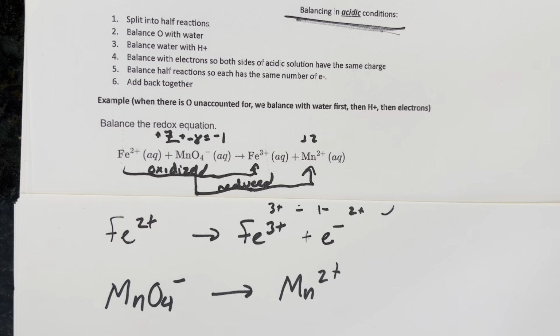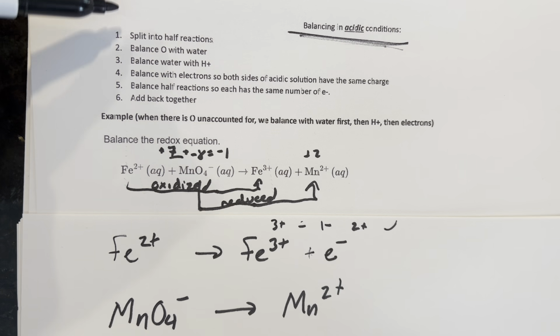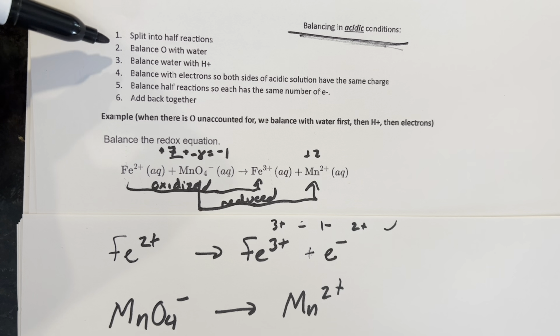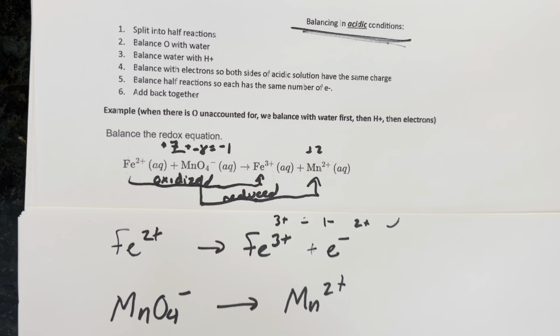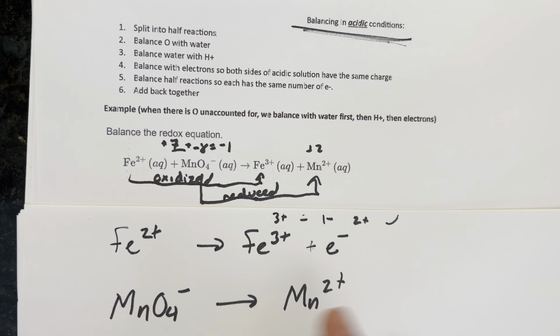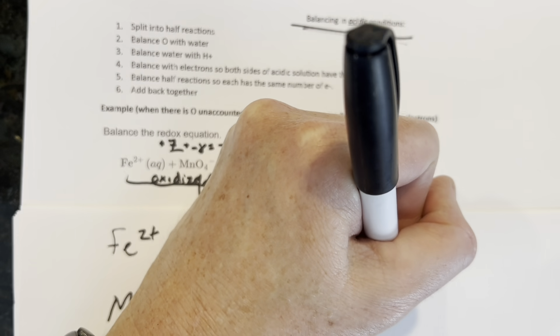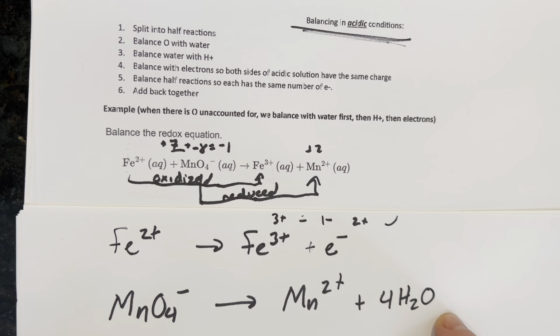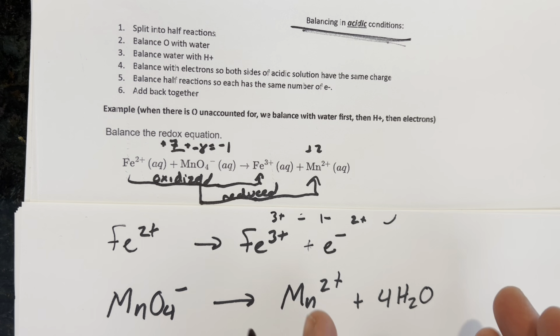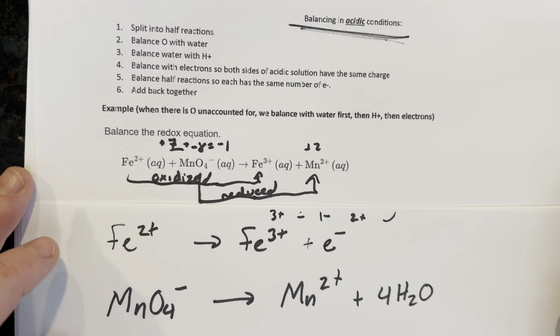Okay, so step number 1 is we split it into half reactions. Step number 2 is balance the oxygens with water. All right, what I mean by that is over here you have 4 oxygens, and over here you're gonna add 4 waters. The reason you're adding 4 waters is because each water has 1 oxygen, and again, we need to balance the oxygens with water.